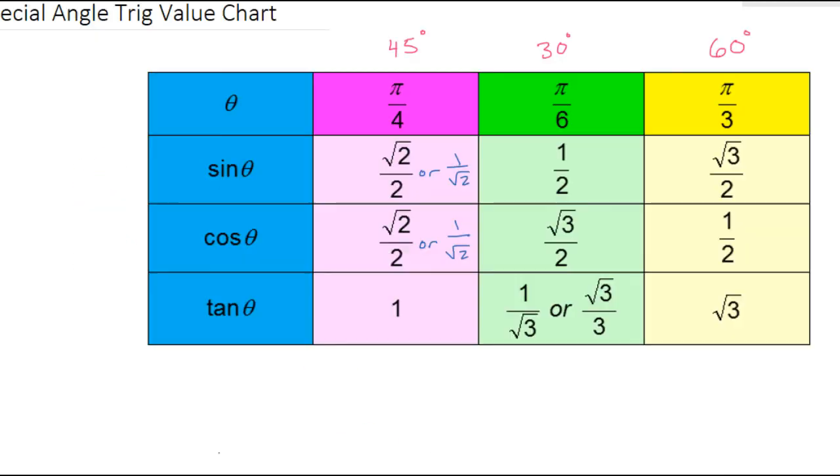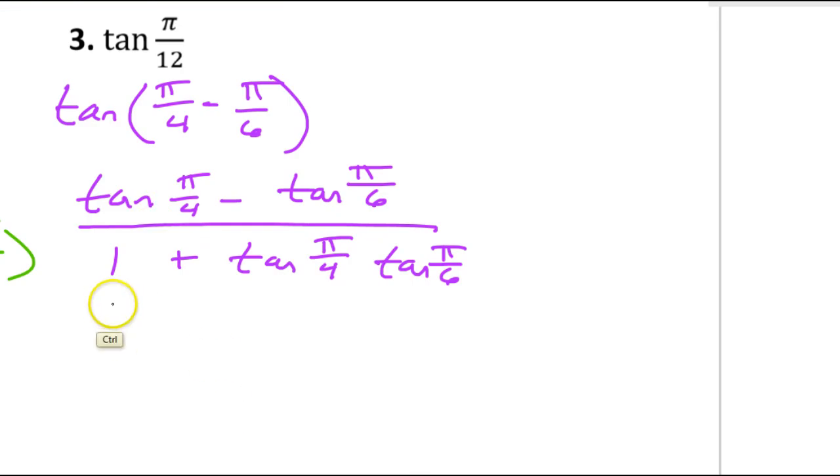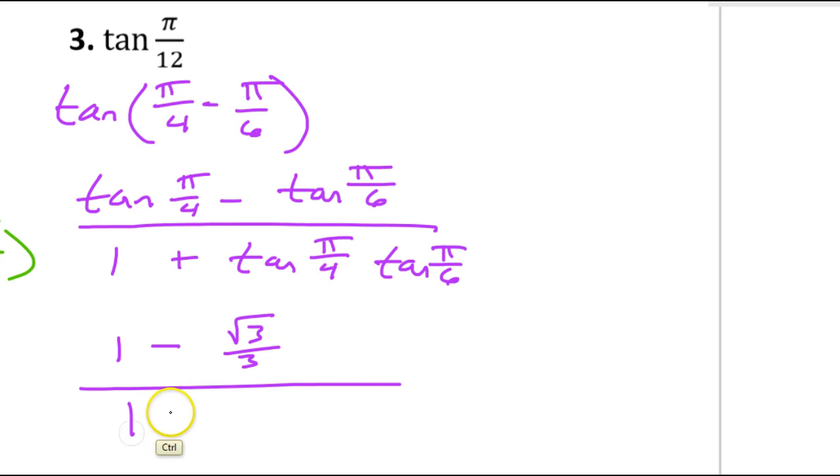Okay, and again I have memorized all of these values. So tangent of pi over 4 is 1. Tangent of pi over 6 is radical 3 over 3. Okay, tangent of pi over 4 is 1, but multiplying 1 times whatever this is won't change anything, so I don't need to write down this 1. And again, tangent of pi over 6 is radical 3 over 3.